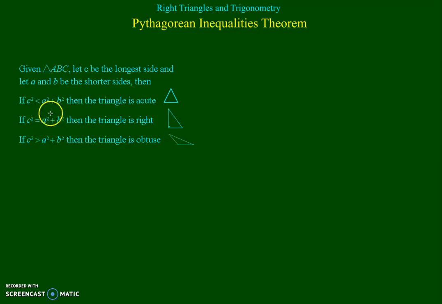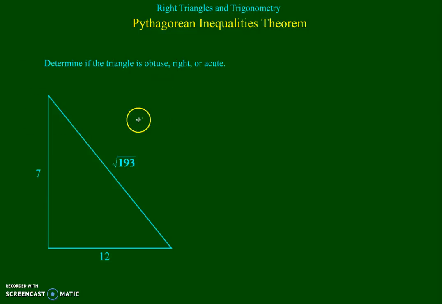So this is easy to remember because you know that less than means smaller, acute, smaller triangle angles, equal, right, and greater, bigger, obtuse. So that's the coupling of the Pythagorean inequalities theorem, which is this first one and this third one, with the Pythagorean theorem converse. So let's go ahead and see if we can use these things effectively. For our first problem, we seem to have a fairly interesting one.